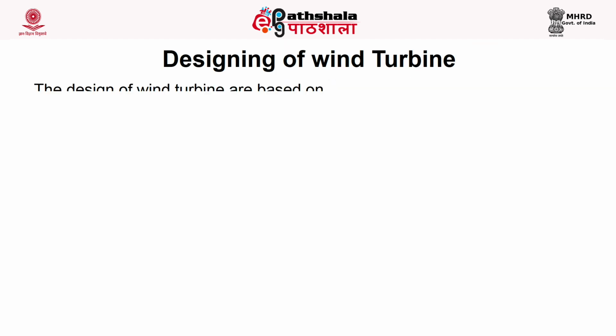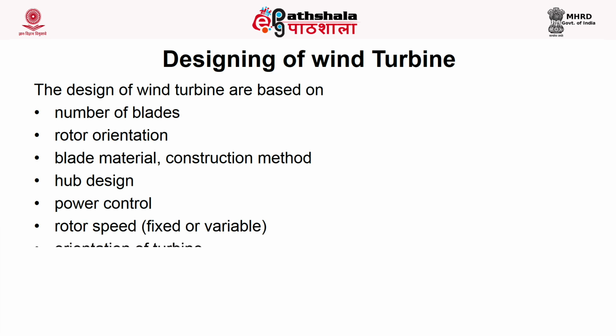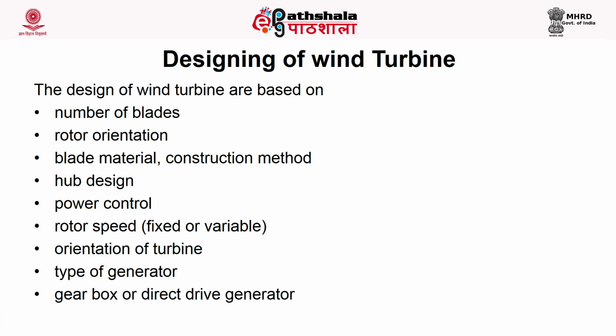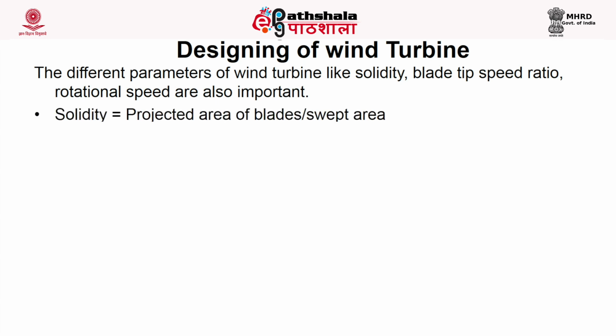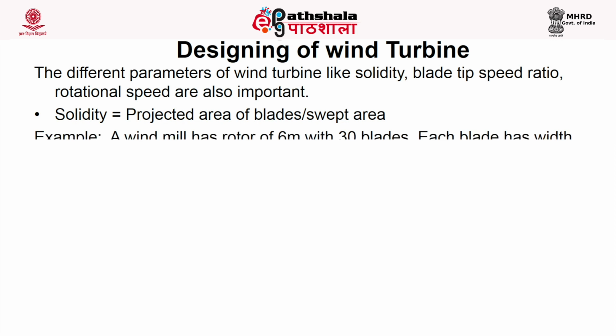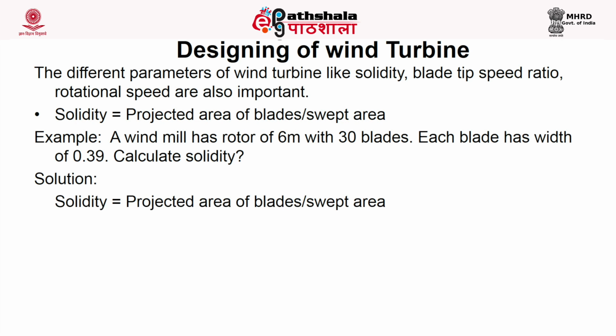The design of a wind turbine is based on the number of blades, rotor orientation, blade material, construction method, hub design, power control, rotor speed, orientation of the turbine, type of generator, and gearbox or direct drive generator. Different parameters like solidity, tip speed ratio and rotational speed are also important in designing a wind turbine. Solidity is the ratio of the projected area of the blades to the swept area. You can see the solidity by this example.